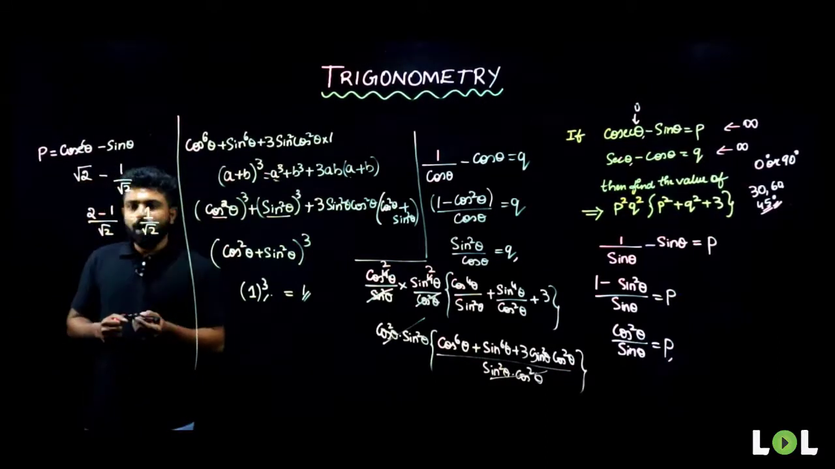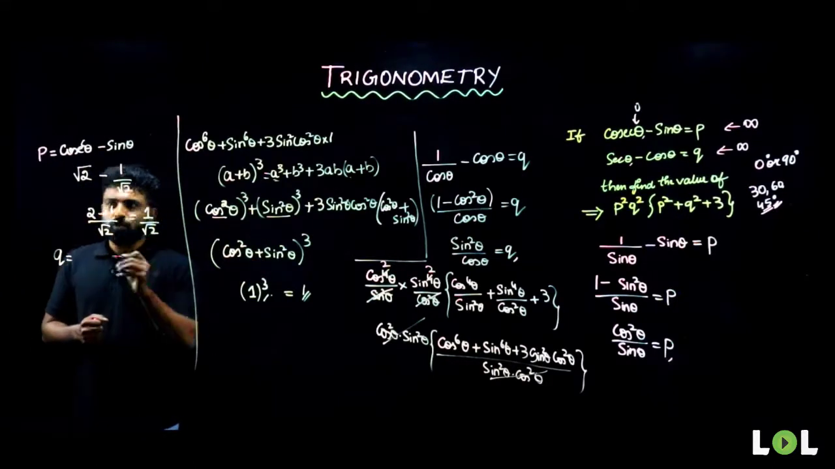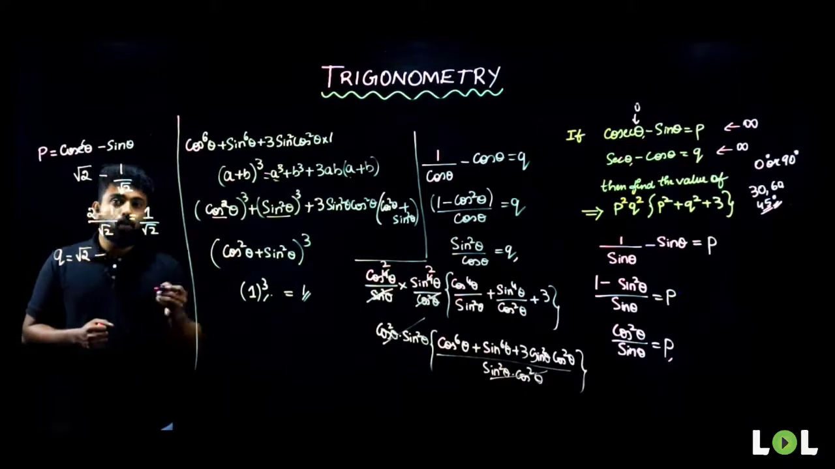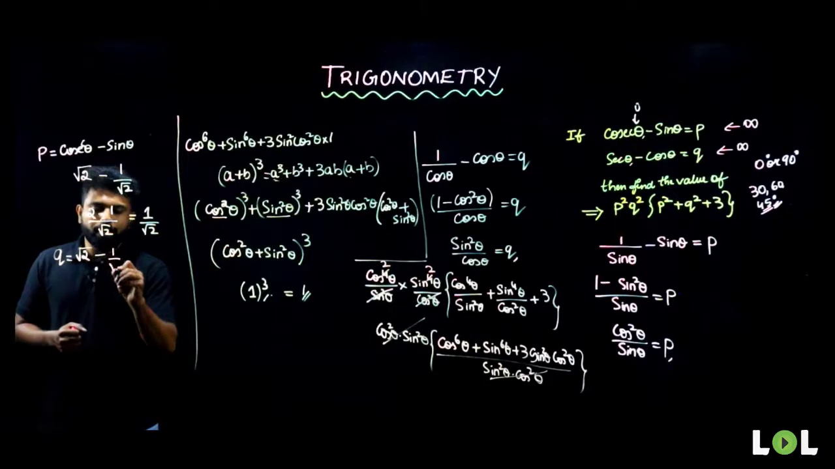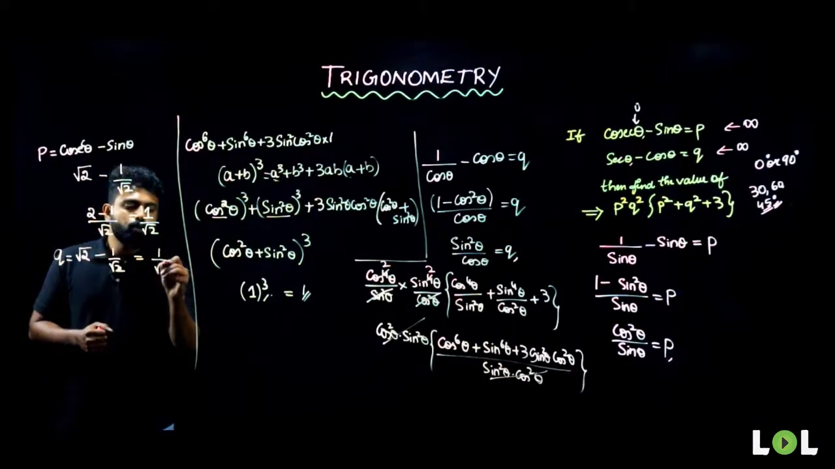Similarly, what will be the value of Q? Q is nothing but secant theta minus cos theta. What is secant 45? Secant 45 is once again root 2, minus what is cos 45? Cos 45 is also 1 by root 2. So once again, what will be the value of Q here? 1 by root 2 once again.